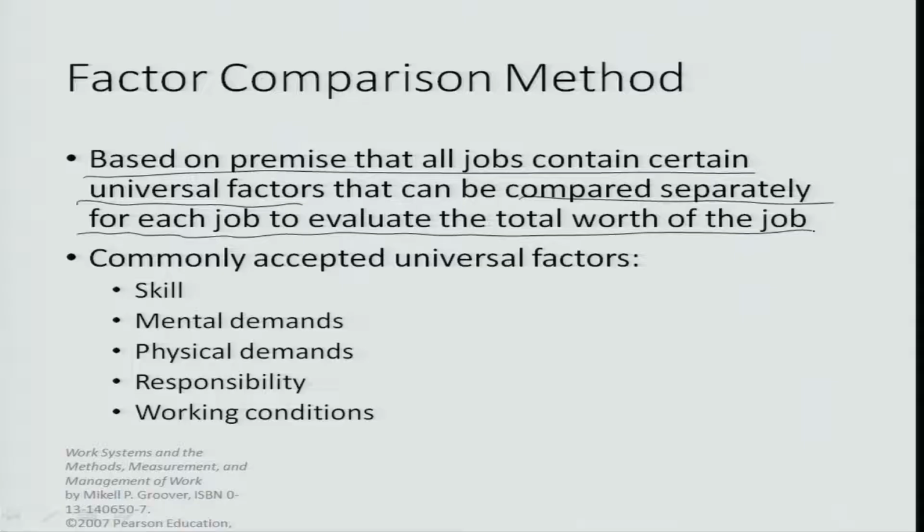For example, the commonly accepted universal factors that go into human effort for a job could be the skill set that a person would have, the mental demands that the job would take, the physical demands that it would take, the responsibility and authority that the job would need, and then of course working conditions. Based on these universal factors, you could map different jobs into those which need high skills, high mental demands, low physical demands, probably a higher amount of responsibility, or adverse working conditions.